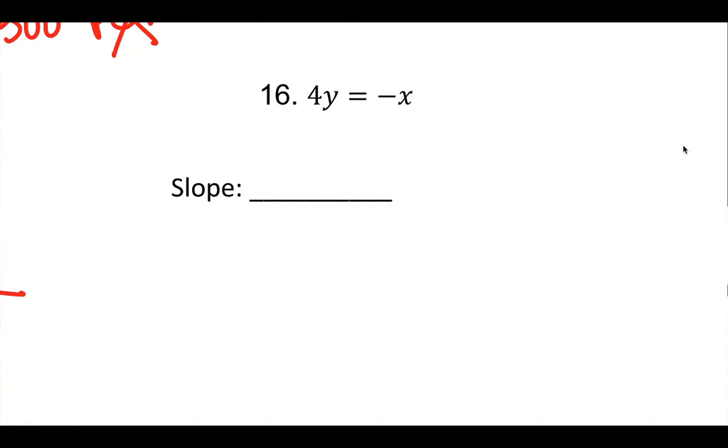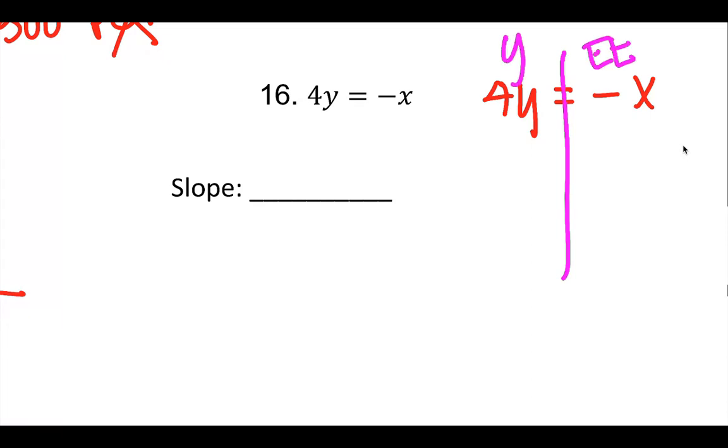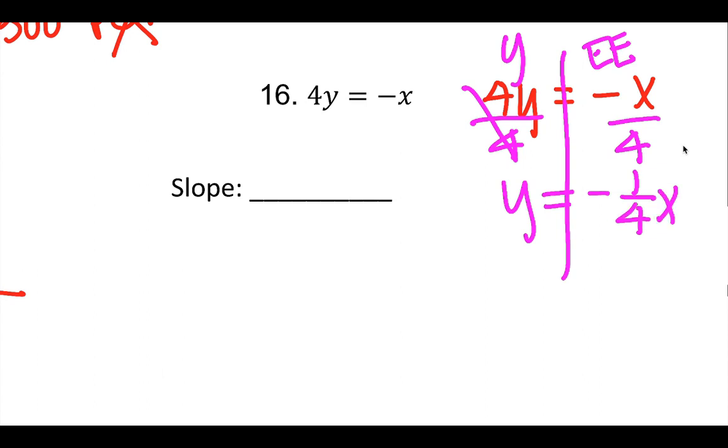Same thing here. I've got to have y all by itself. So I've got to solve for y. Y, everything else. Well, I just have to divide by 4, and I get y equals -1/4 x. And notice what's next to my x? -1/4. So my slope is -1/4. What would be my b, my y-intercept? There's nothing here, so what would it be? 0, right? Y-intercept, there's nothing there, so it's 0. It's crossing through that origin.